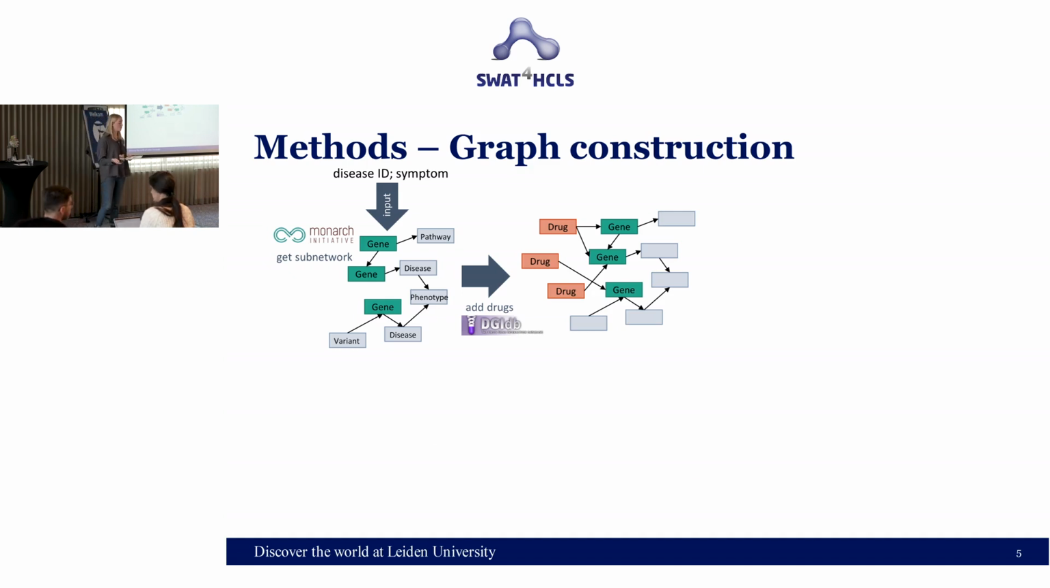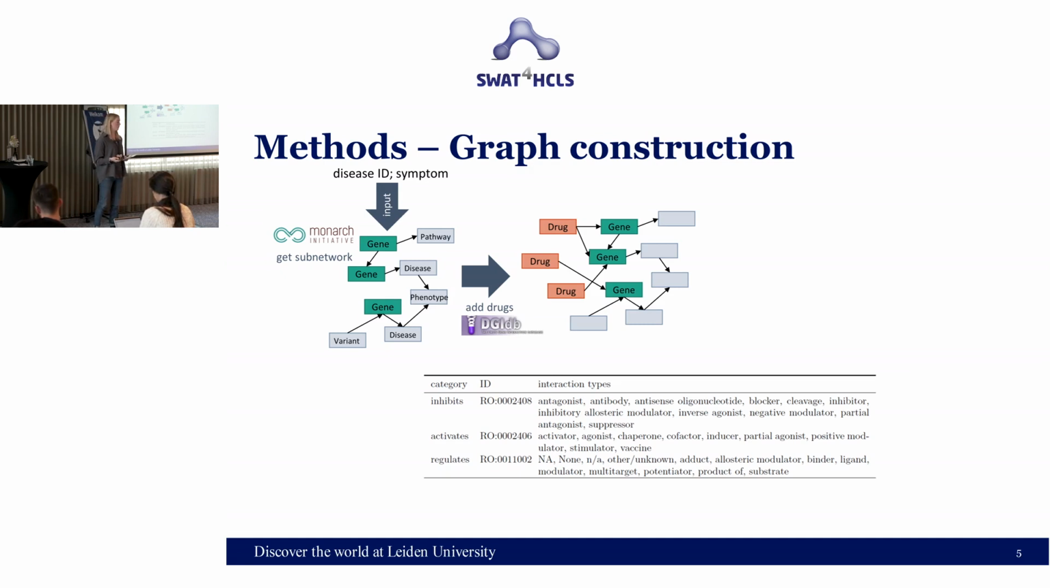We obtain different interaction types like antagonist, antibody, suppressor, and inducer, but we categorize these into the direction of the interaction type, so inhibits, activates, and regulates, rather than the interaction types themselves. So we have edges with 3 categories: inhibits, activates, and regulates.